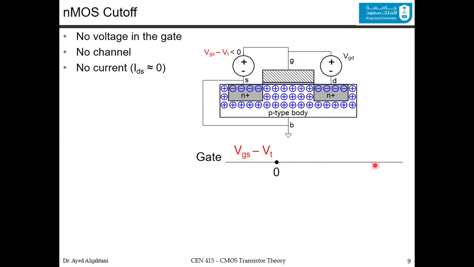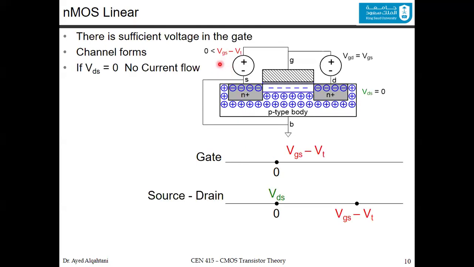So if you see it in this line, for the gate, it's less than 0. So nothing happened in the transistor, and we say that this NMOS is in the cutoff region. Now, let's increase the voltage at the gate and see what will happen.